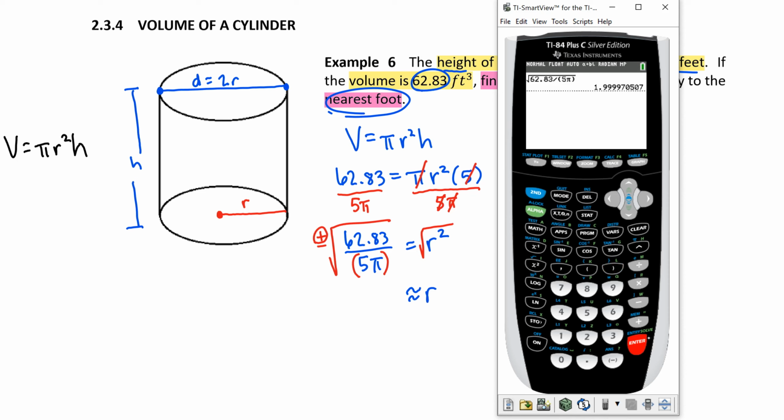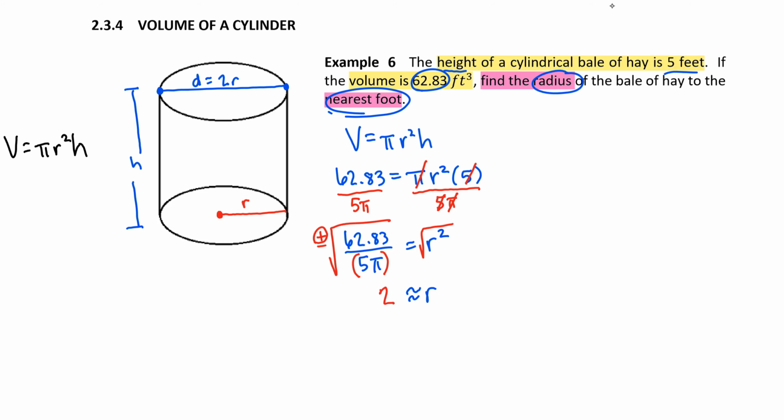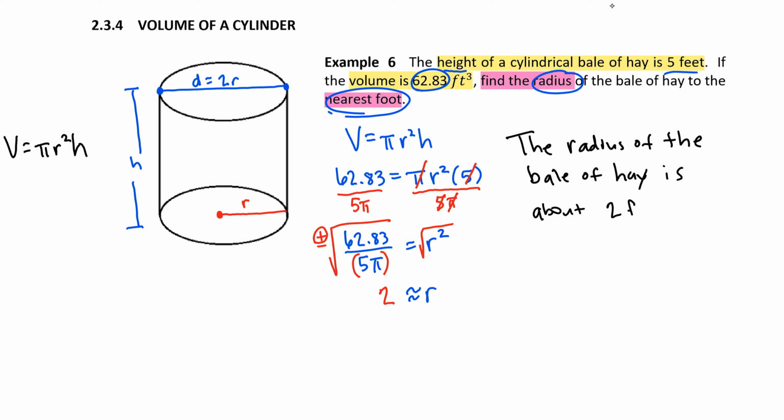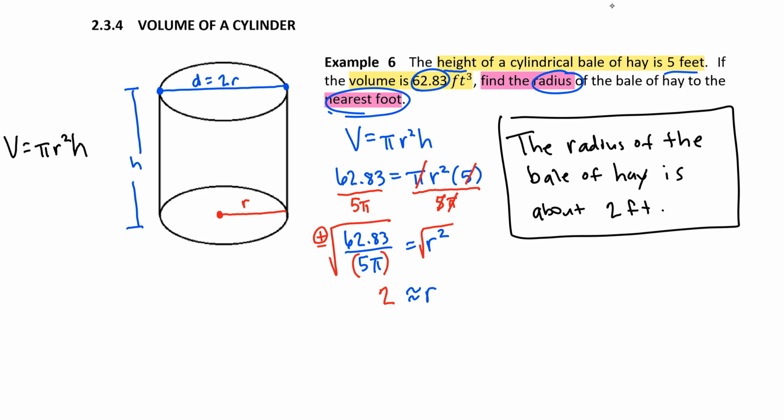1.99997. The problem said round to the nearest foot. That means to the nearest ones place, right? So we can round this to 2 feet. So the value of r is approximately 2. We have found the radius. We can say, therefore, the radius of the bale of hay is about 2 feet. That means the diameter is 4 feet.